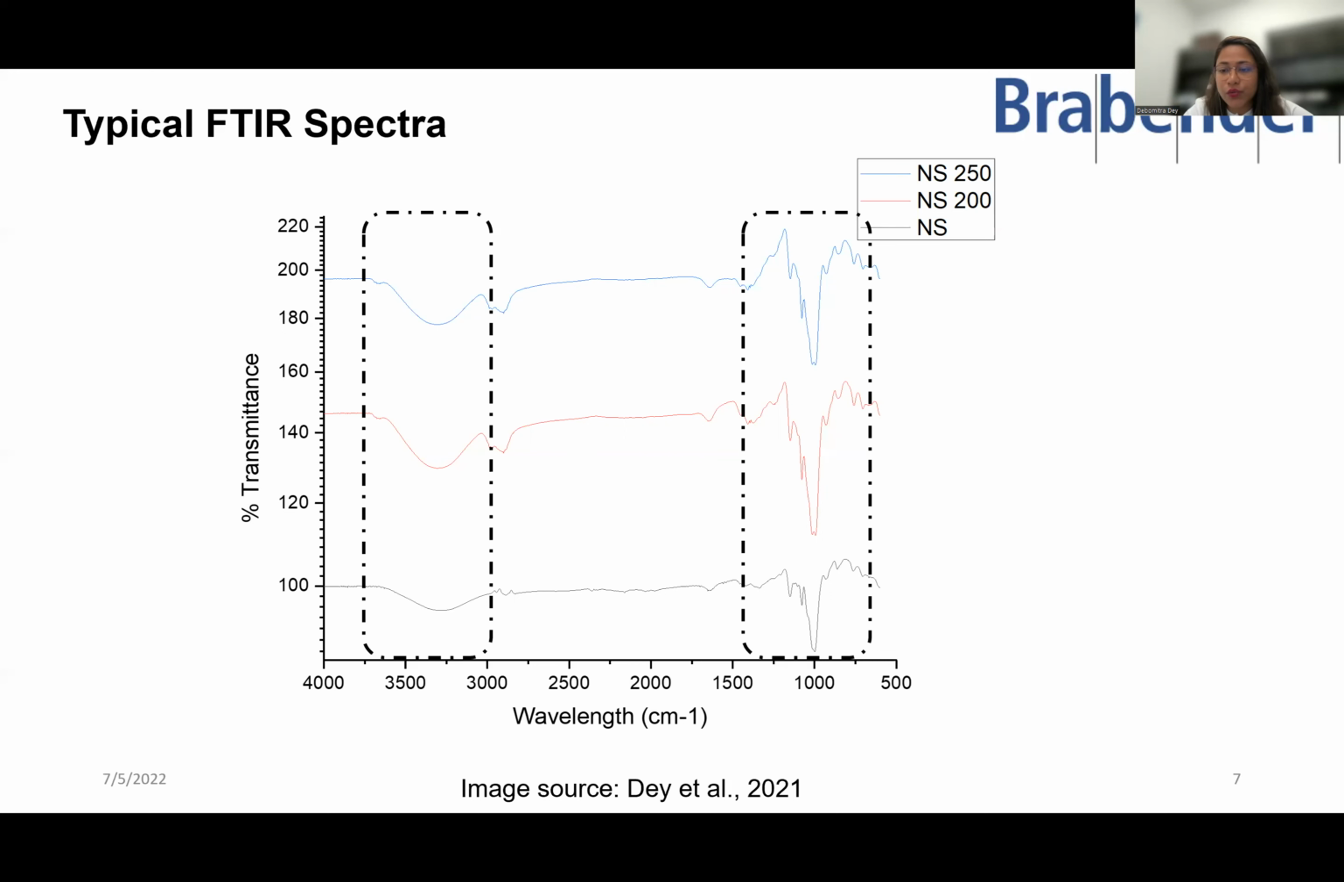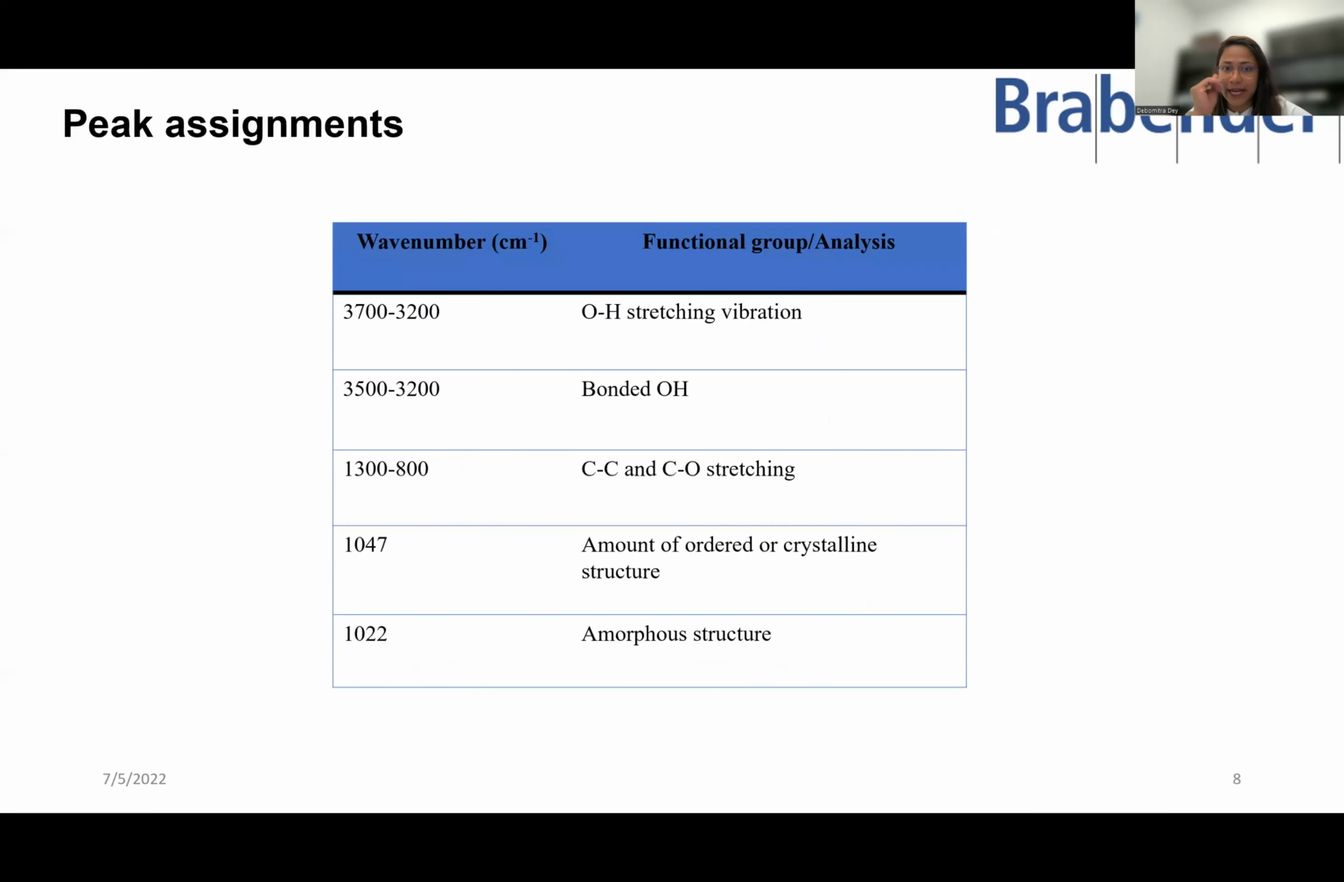Now moving on to some of the peak assignments. As I mentioned earlier, the region from 3700 to 3200 wave number is the OH stretching vibration. From 3500 to 3200 is the bonded OH. And then these are the fingerprint regions of starches.